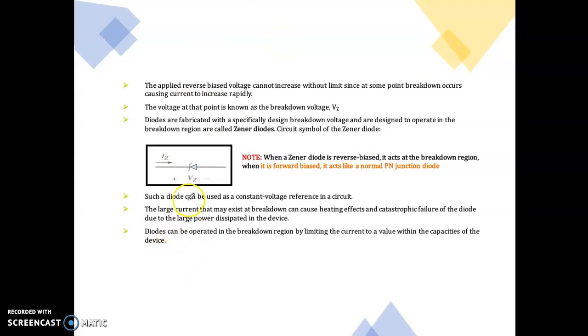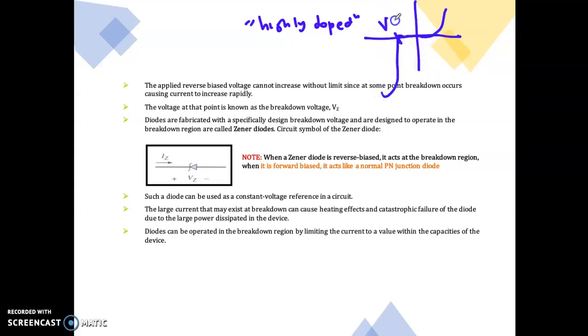But in your Zener diode, because it is highly doped, so the keyword here is highly doped material, even at a small voltage at reverse bias, we can easily have some current. This voltage we call the Zener voltage. So what happens in your Zener diode? At forward bias, it will act like a normal PN junction. At reverse bias, a normal diode has no current. But for your Zener diode, at reverse bias, it will act in the breakdown region, which means we will have some current.